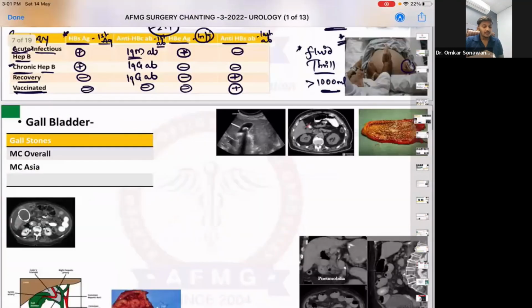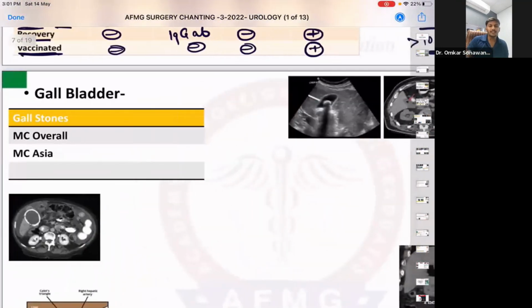No issues with this. Then I'll start with gallbladder. So liver ki important cheez at least I have discussed. Yaad rakhna itni to kam se kam.